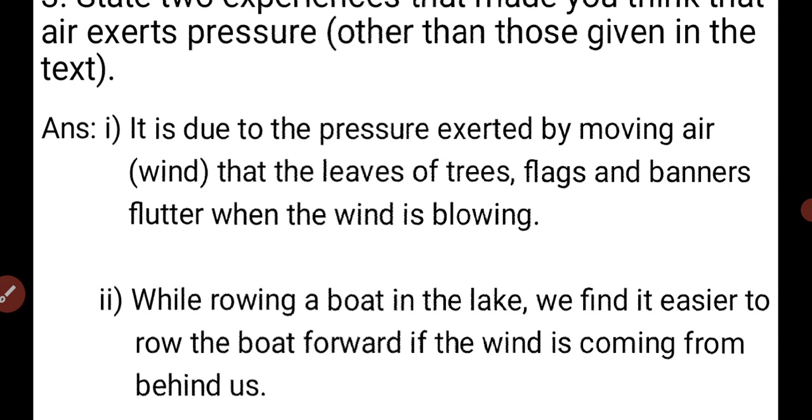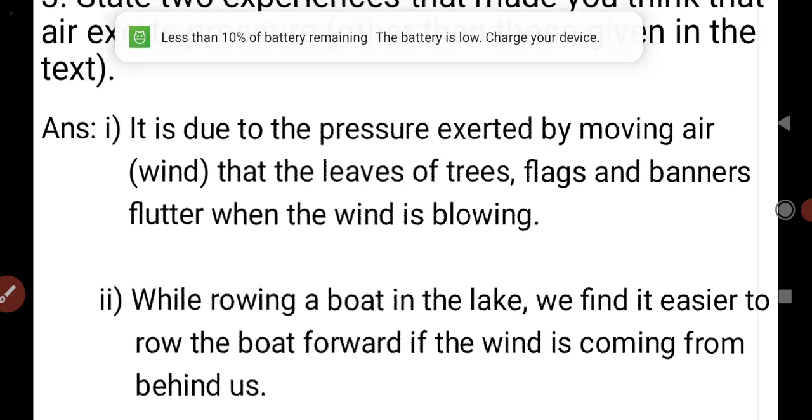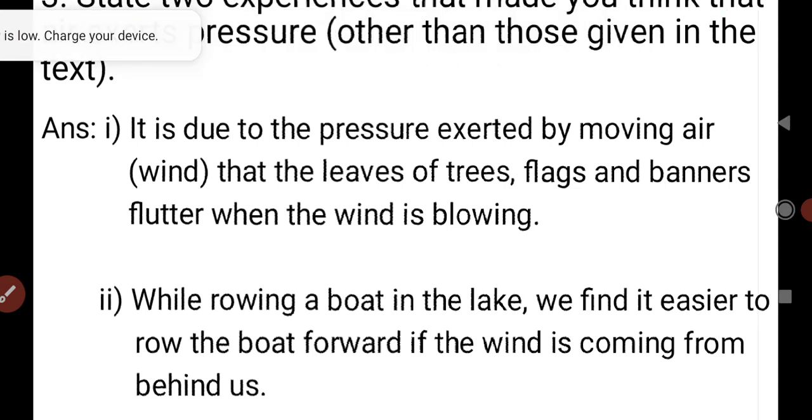And if the air around us is not blowing, then we will find that the leaves of trees, flags, banners, etc. do not move at all. They will remain standstill. So when the air blows, or we can say when the air exerts pressure on the leaves of trees, flags, banners, then these will flutter.